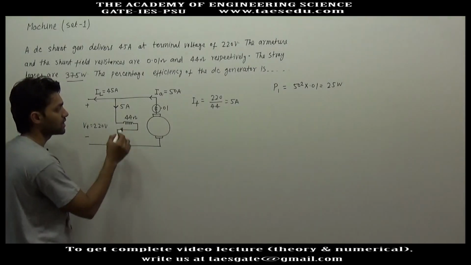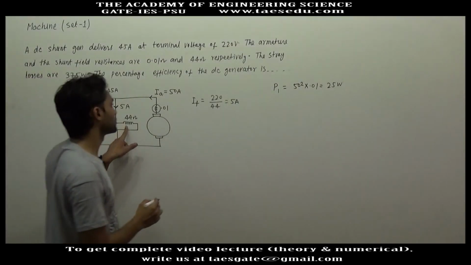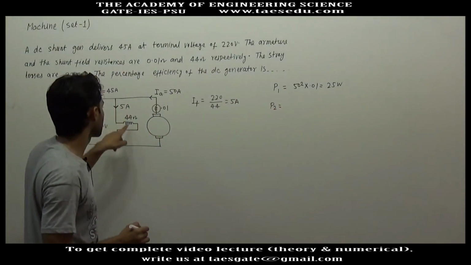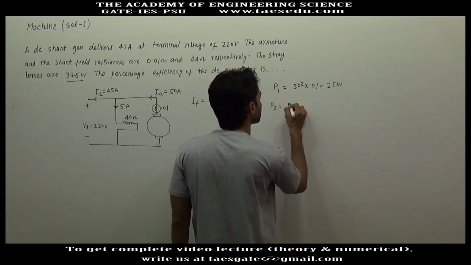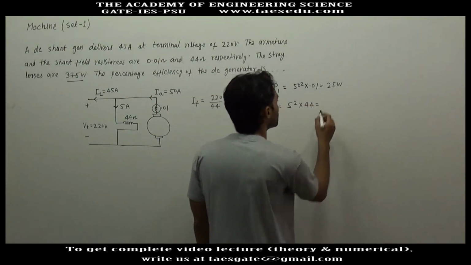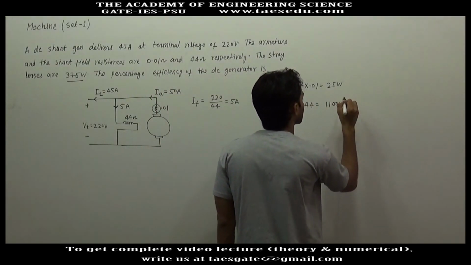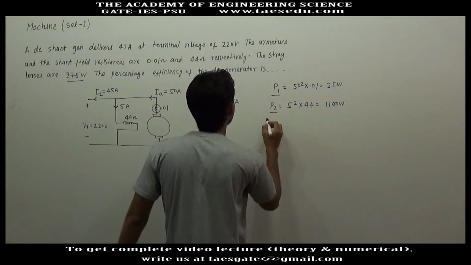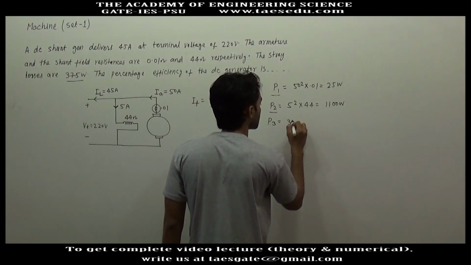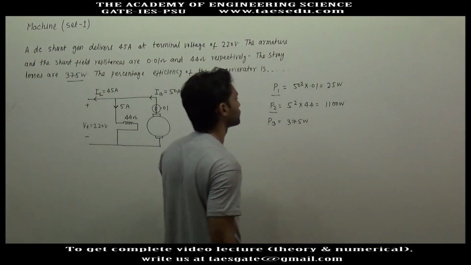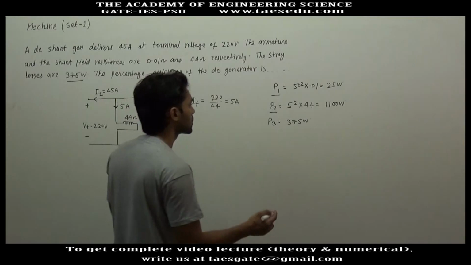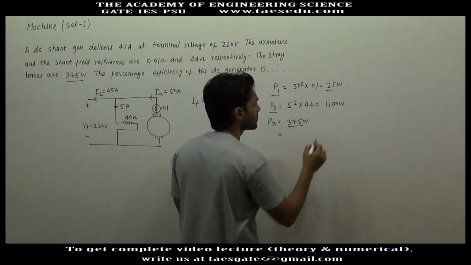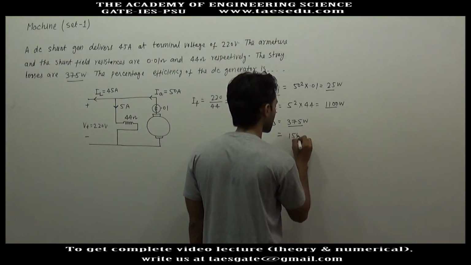Next, there will be heat loss in the field winding. P2 will be 5 square into 44, this will be 1100 watt. So these are the two losses, and the third loss is the stray loss, this is 375 watt. So the total losses are 25, 375, 400, 1100. So the total losses are 1500 watt.